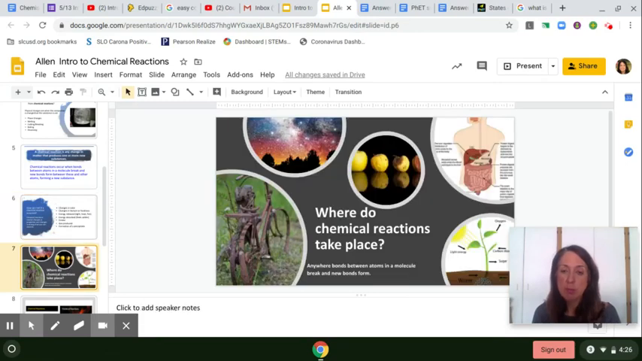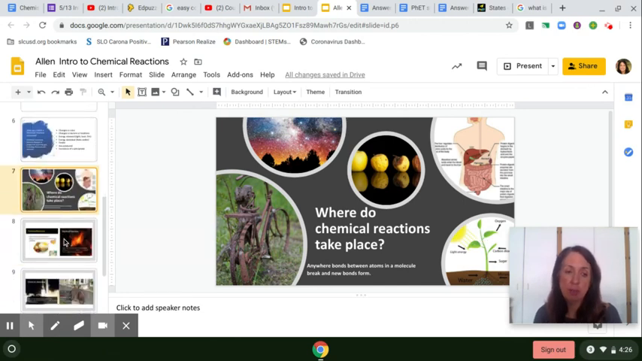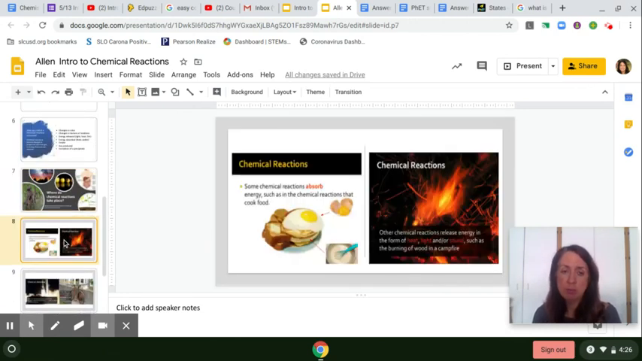So, where do these chemical reactions take place? They can take place anywhere that bonds are breaking and reforming. So, in the universe, on a bike, in your bodies, constantly in your bodies, in a plant that's growing. These chemical reactions are taking place everywhere. Here's some examples. Some of them absorb energy, like when you cook food. Some of them release energy, like when there's heat or light or fire or even a sound explosion.